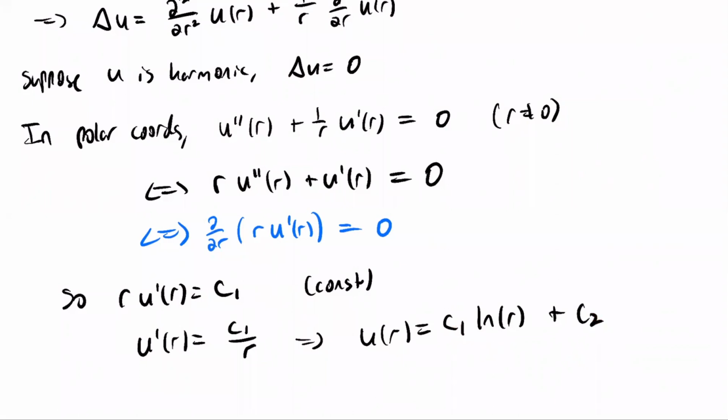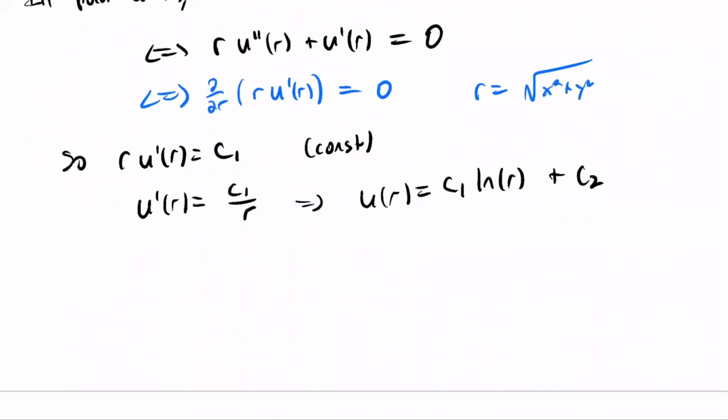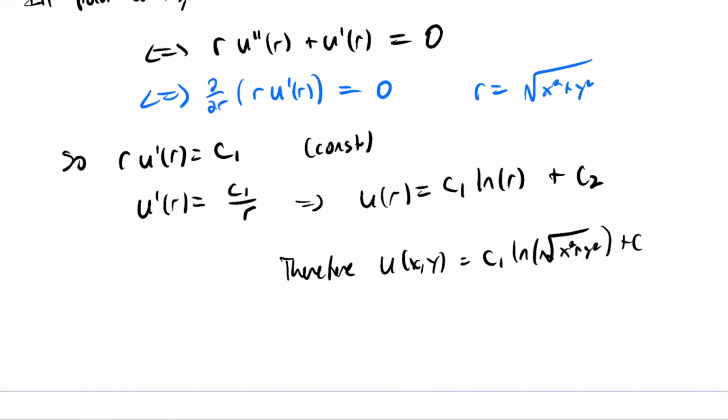Well, remember that we know how to write r in terms of the original coordinates. r is the square root of x squared plus y squared. And so therefore, if we define u of x, y as c1 times natural log of the square root of x squared plus y squared plus c2, this is harmonic.